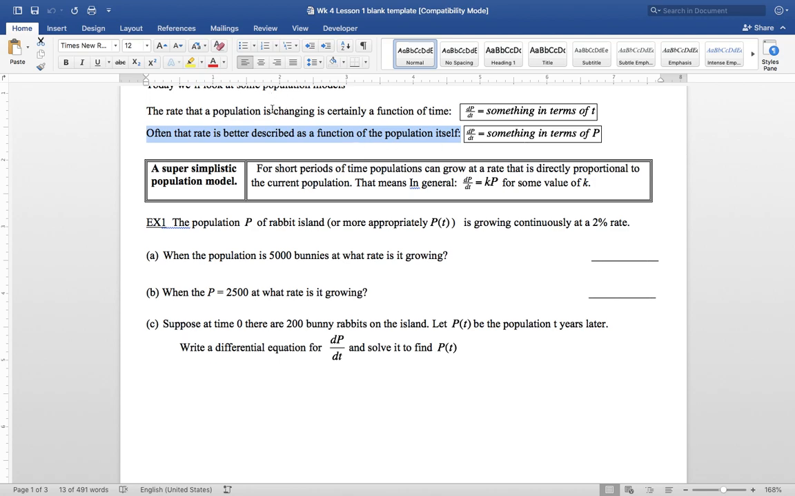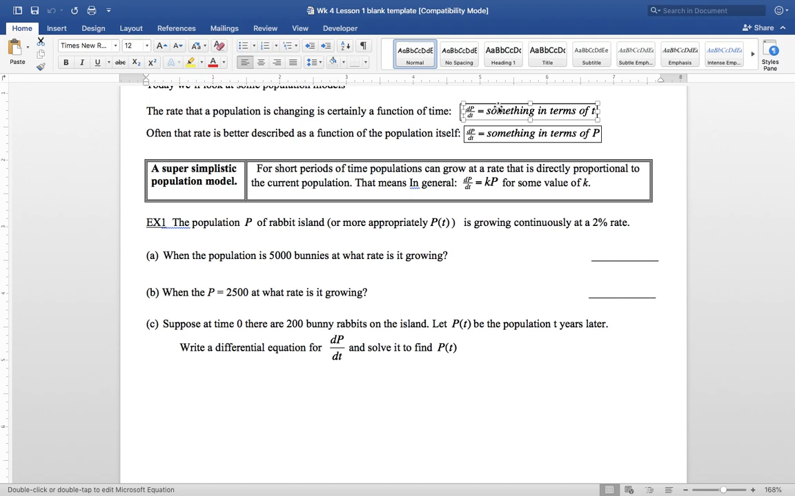Now let's just distinguish between these two ideas. The first one, dP/dt is equal to something involving t. That would be like at 1 hour into population growth, the population is growing at a certain amount, and then 2 hours into the growth, the population is growing at a different amount, and then 3 hours into the population growth, the population is growing at yet a different amount. That would be describing the rate of change in terms of t, the amount of time that has passed.